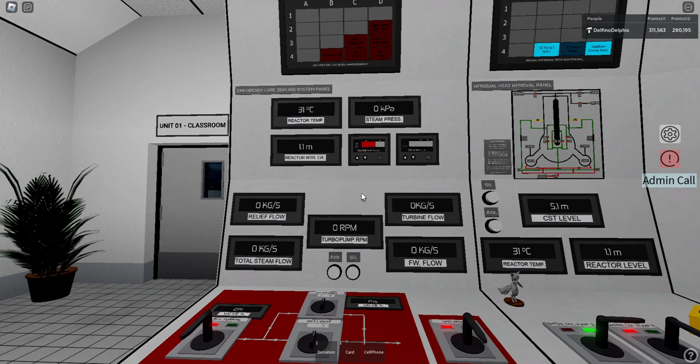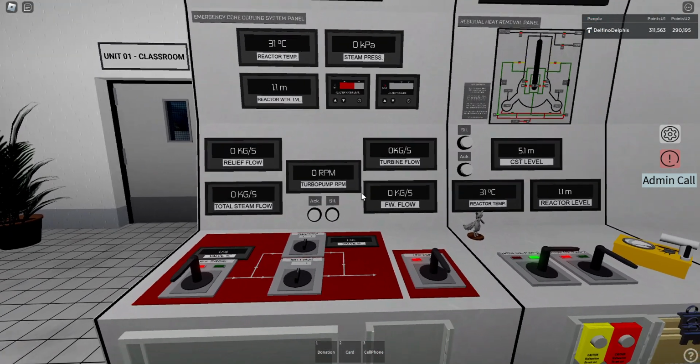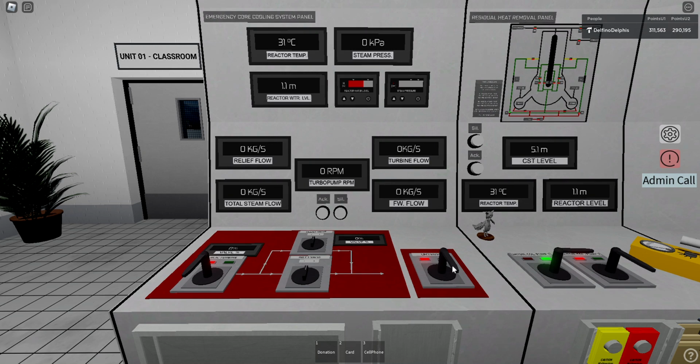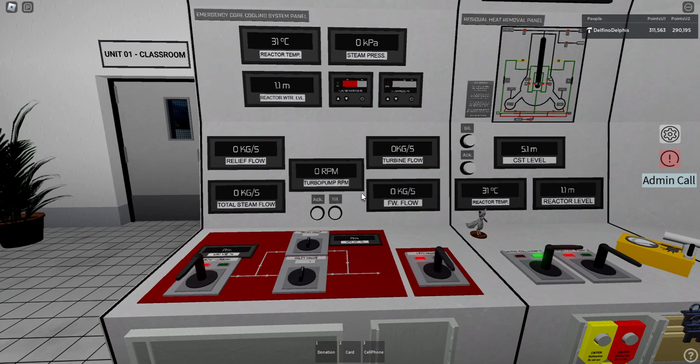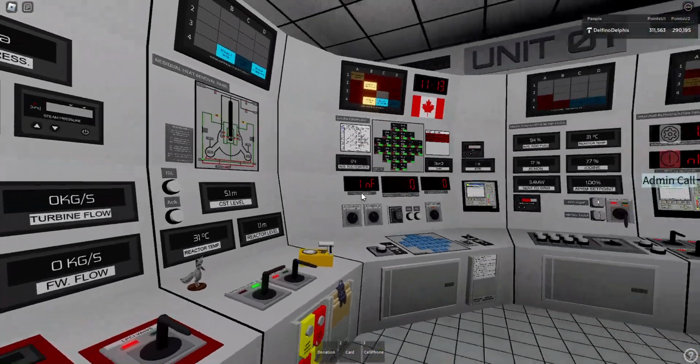So this is the emergency core cooling system panel. We won't be using it now, it's only used in emergencies. We have reactor core isolation cooling and low pressure coolant injection, two devices which are used to increase the level of water in the reactor in case it dropped and we couldn't increase it in any other way. The RCIC doesn't require electricity, it uses steam, while LPCI needs electricity. So depending on the situation you might want to use one or the other.